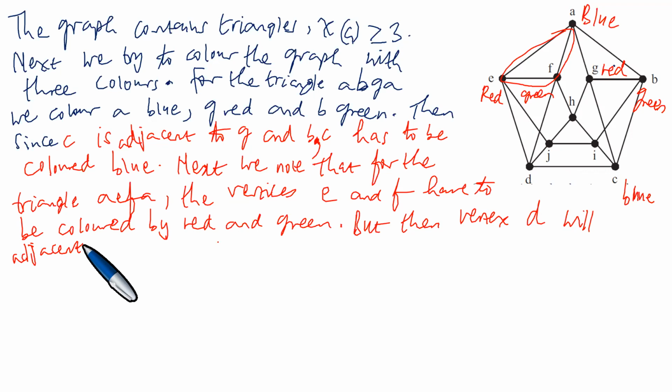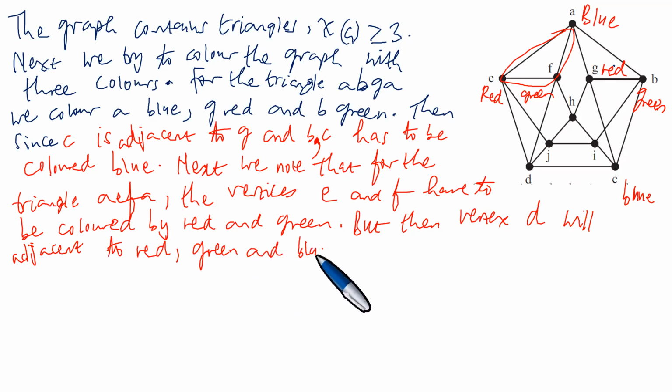Vertex D will be adjacent to red, green, and blue vertices. Okay, let's look at that one. Where is vertex D? This one is adjacent to what? It's adjacent to red, but it's also adjacent to green, and it's also adjacent to blue.